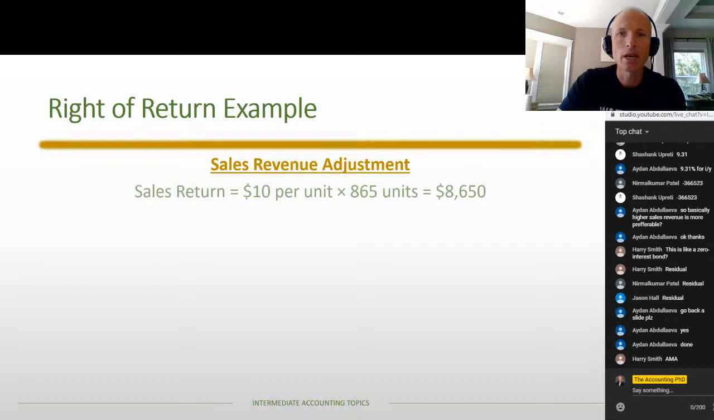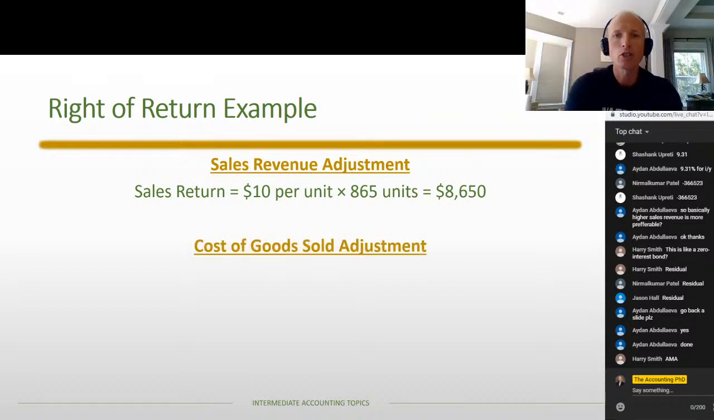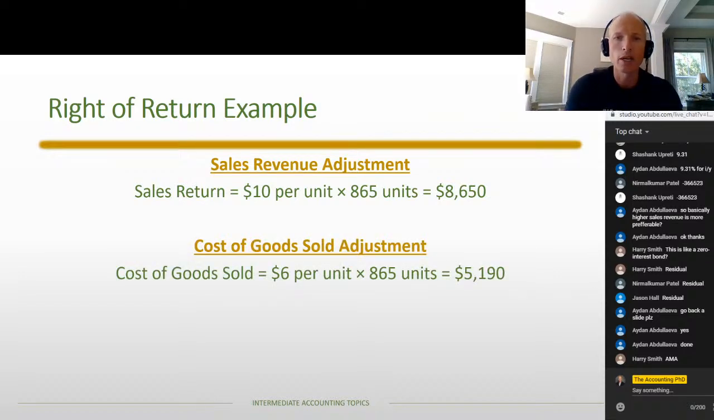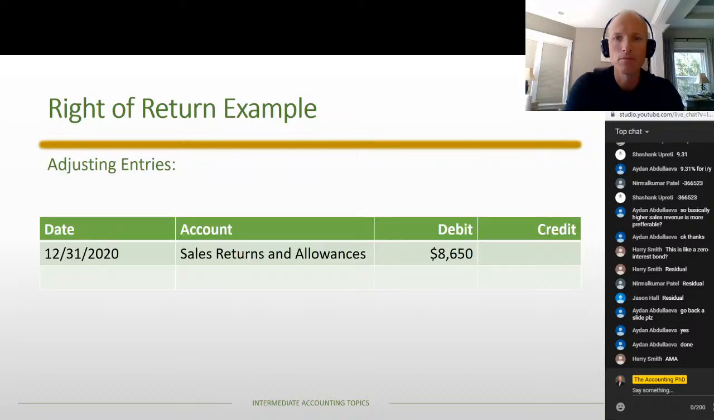So we have to make an adjustment. So the sales return, so we believe there's going to be $10 per unit, and we believe there's going to be 865 units that are going to be returned for a total of $8,650. And of course, with cost of goods sold, rather than using the unit price, we use the unit cost of $6 per unit. So we believe there's going to be the need to adjust our cost of goods sold for $5,190. So again, this is December 31st. We're trying to figure out what adjusting entry we need to make based on this right of return.